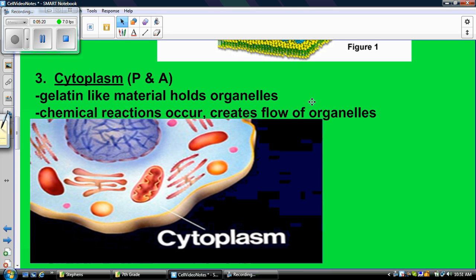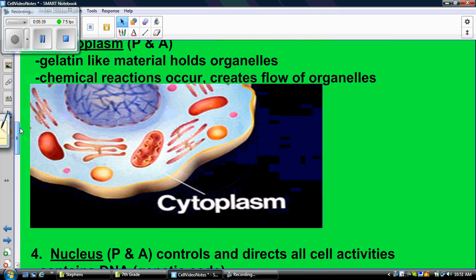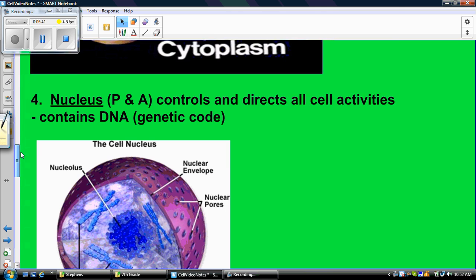So the cytoplasm, if you look at the picture, these are all different organelles. For example, this is a mitochondria that we haven't gotten to, Golgi bodies, these are little tiny ribosomes, these are lysosomes, these are all different organelles that we haven't gotten to. They're sitting in this clear substance called the cytoplasm. And again, both plant and animal cells have the cytoplasm.